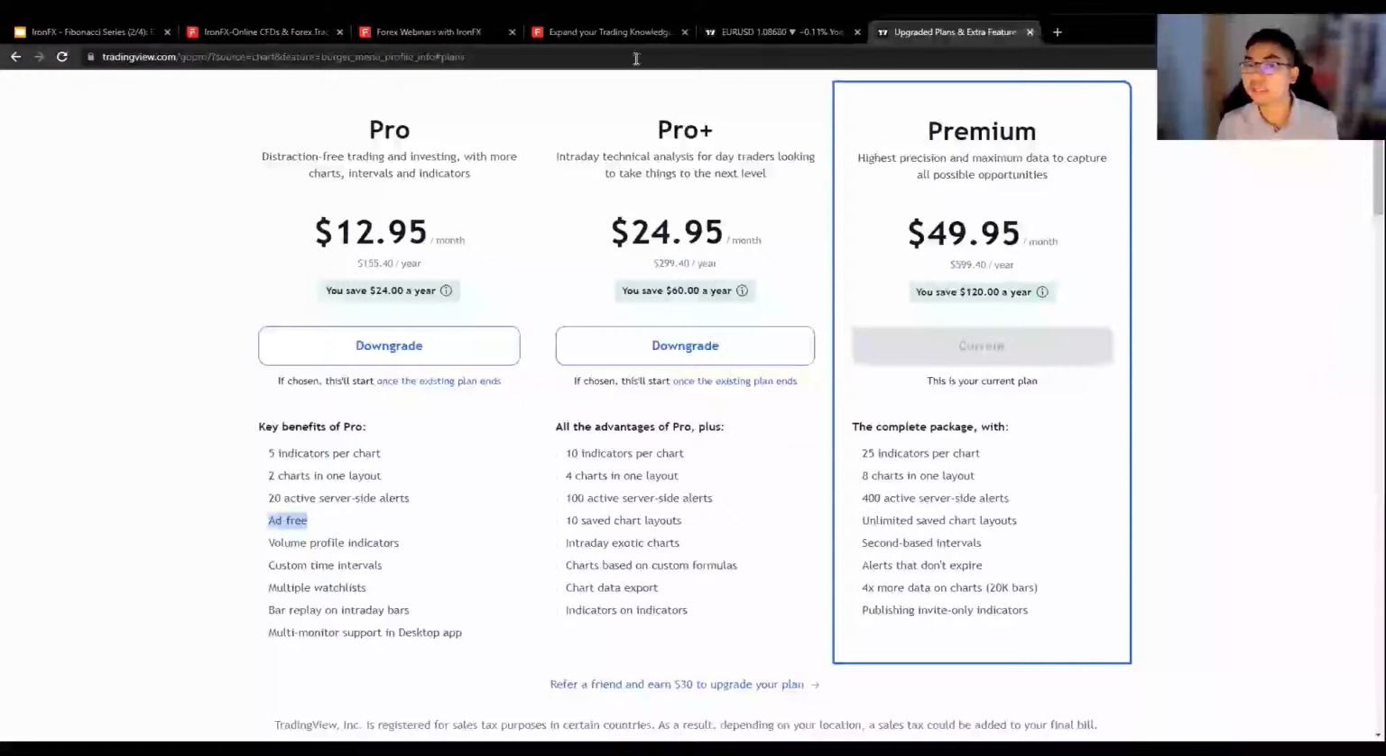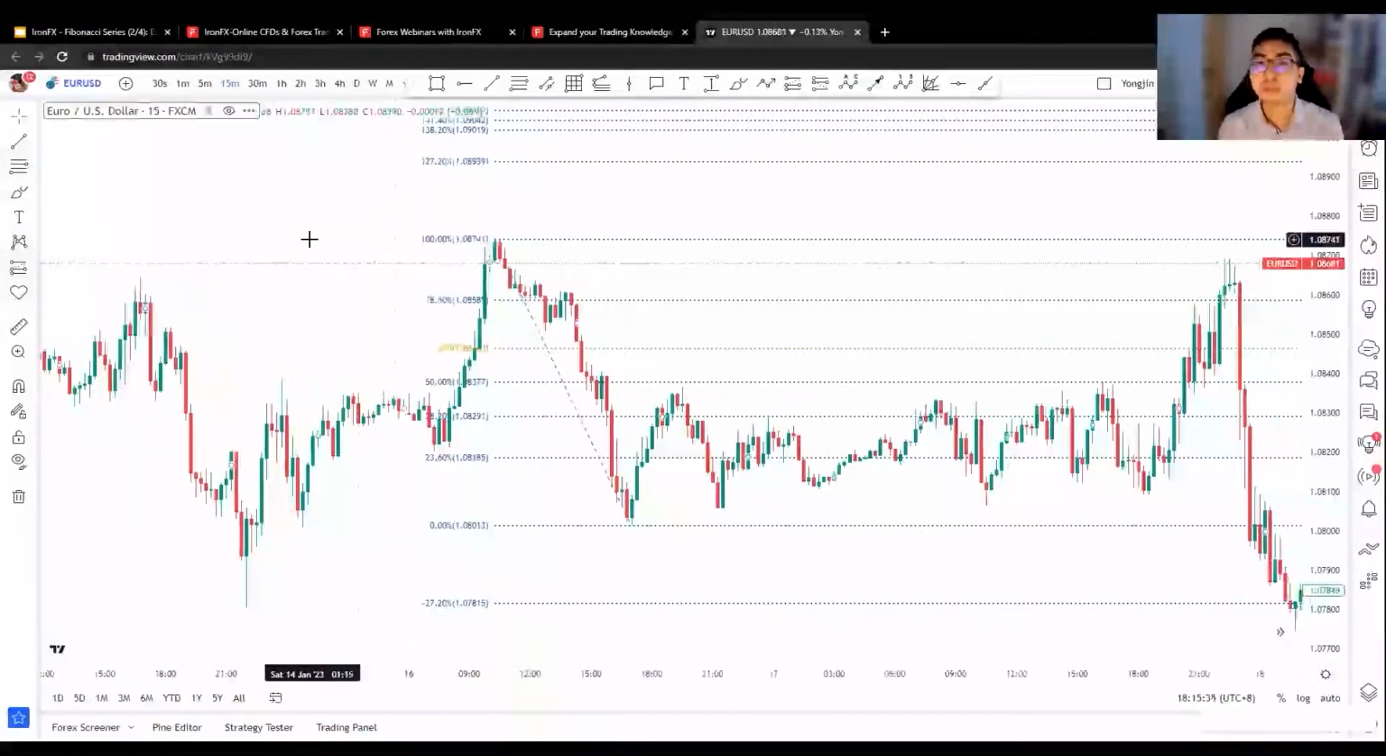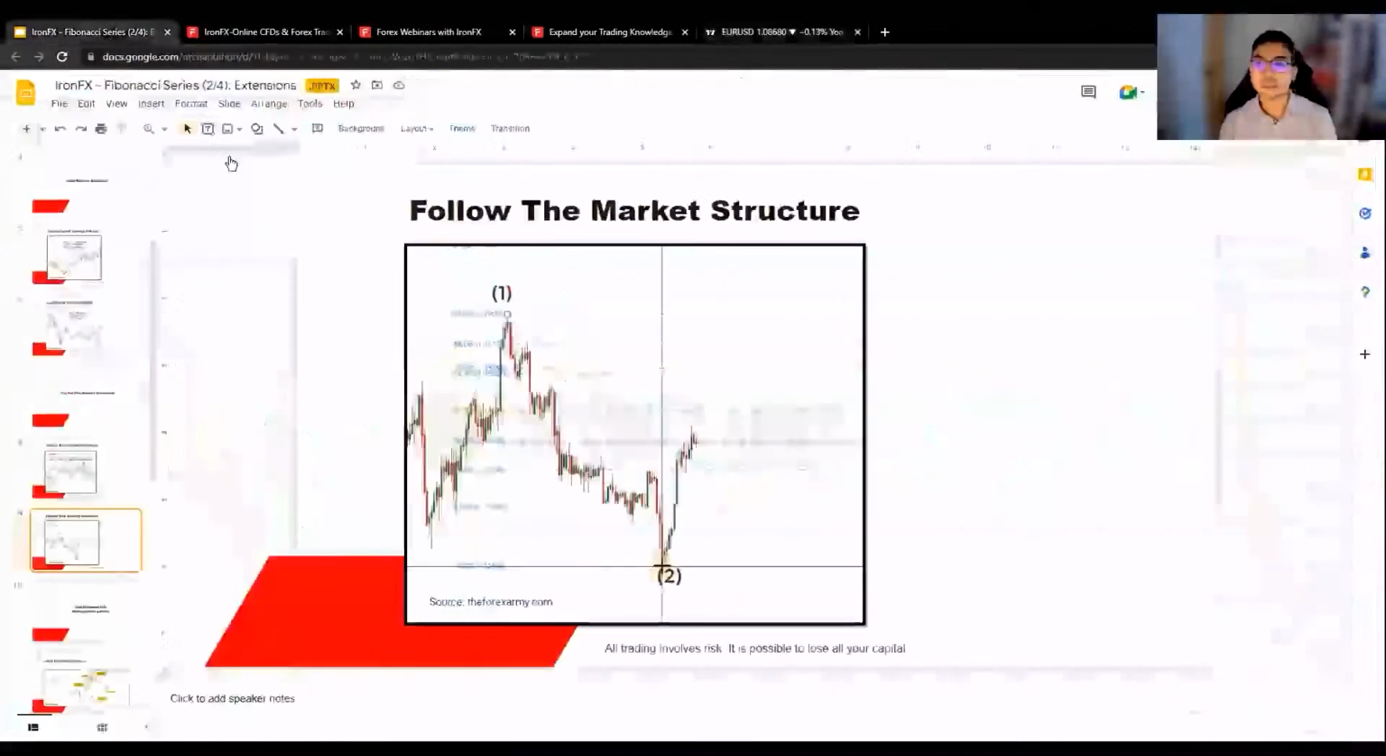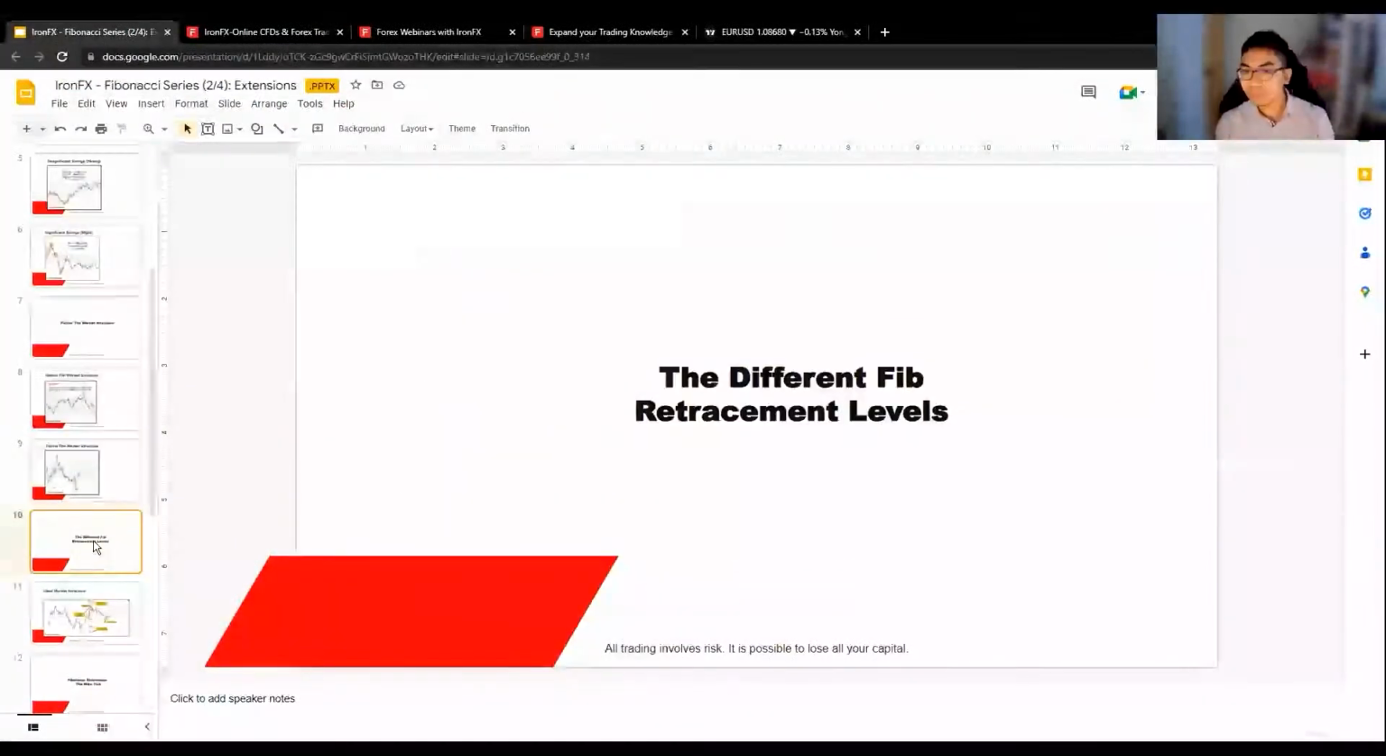All right, let us continue. So back to the topic on Fibonacci series. So next, the different Fibonacci retracement levels.